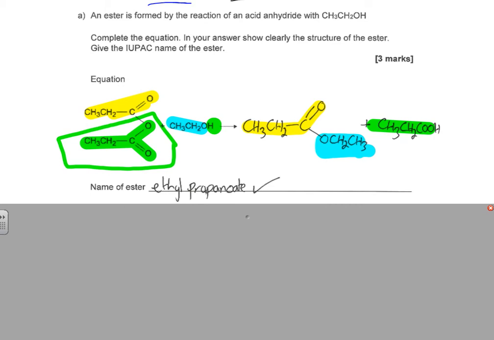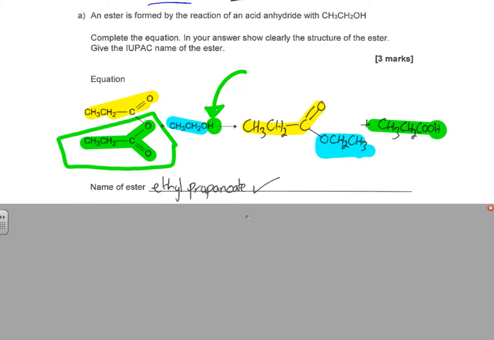But I've also got another hydrogen, but bear in mind there's this hydrogen here from the alcohol. That hydrogen, of course, joins with that other part from the acid anhydride to form your carboxylic acid as the byproduct. So how will I get 3 marks?